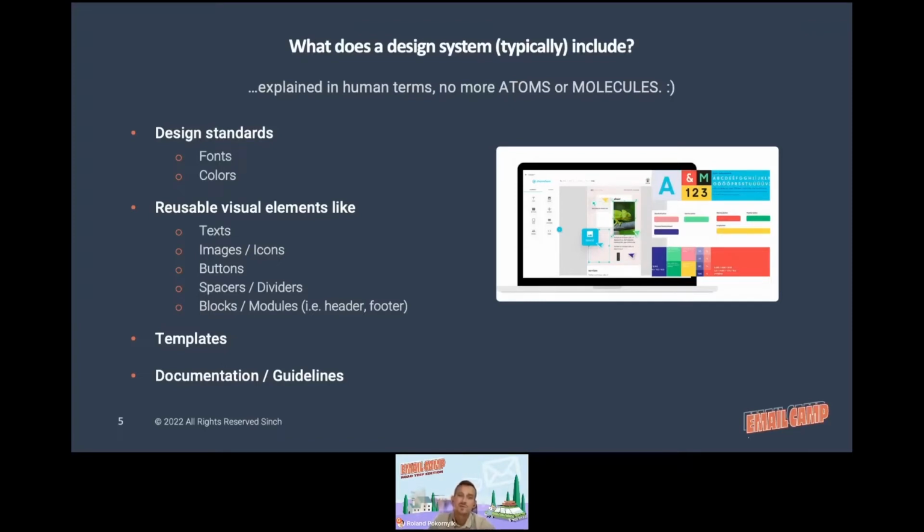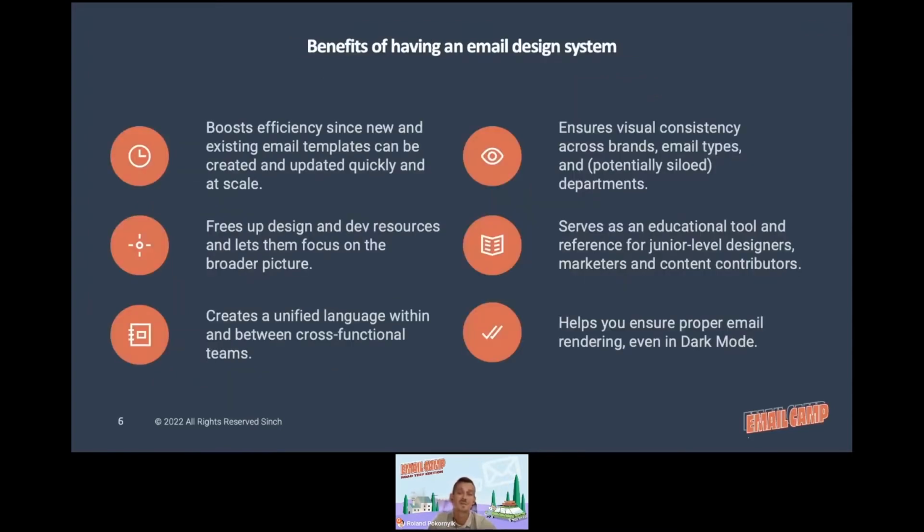So design systems should include design standards, starting with fonts and colors, combined with visual elements like text, images, buttons, and spacers, that can all be compiled into blocks, or some people call them modules. It should also include a set of templates that cover the most common business use cases necessary for a brand. And these all need to be paired with clear documentation on the intended use of each element. Without the documentation, it would be a complete mess, believe me.